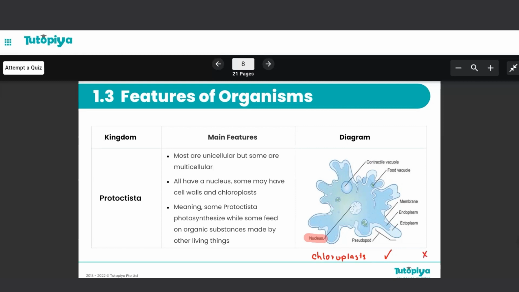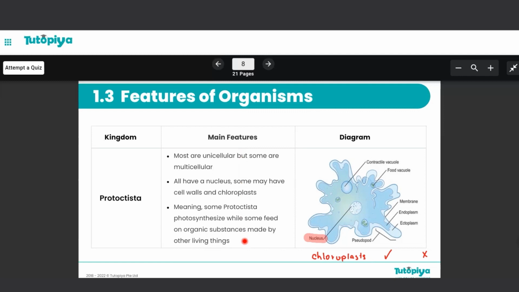So the protoctists that do have chloroplasts can carry out photosynthesis and produce their own food. But the protoctists that do not have chloroplasts feed on organic substances made by other living things. So this is what you need to know, the main features of kingdom Protoctista.